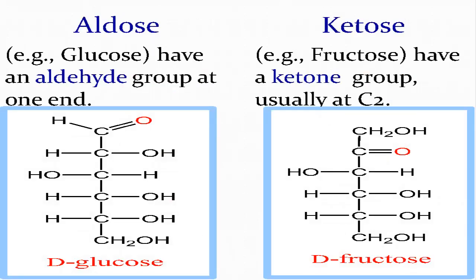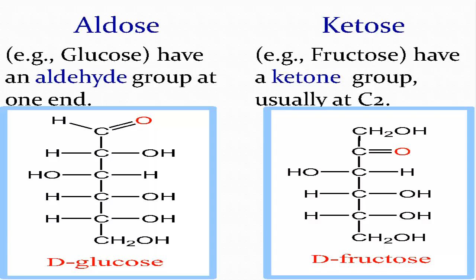So let's see two examples. One aldo sugar, that is glucose. You can see 6 carbon and CHO at one end is the functional group. And ketohexose, the most common example we give is fructose. You can see again 6 carbon, but the functional group is at carbon 2, that is CO, C double bond O.